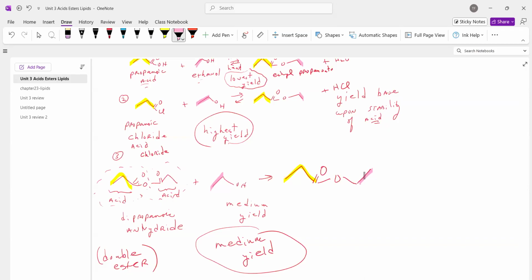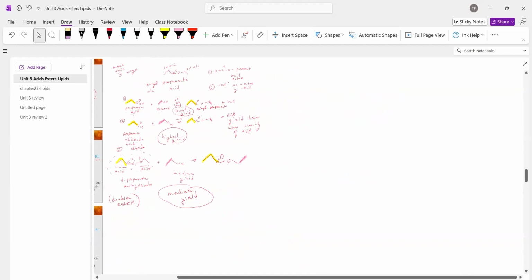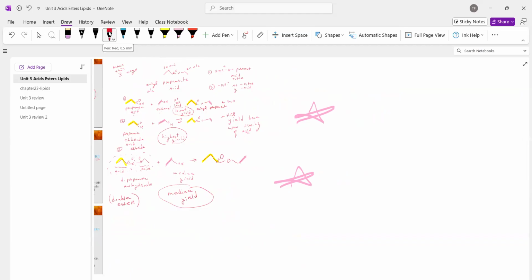Now this is the most common way of making esters, this third method here. And this is the method we're going to use when we make our aspirin. Aspirin is an ester. It's also an acid. It's a combination of an acid and an ester. Okay, so these you need to know, because I will definitely ask you on the test to show 3 ways of making this ester.